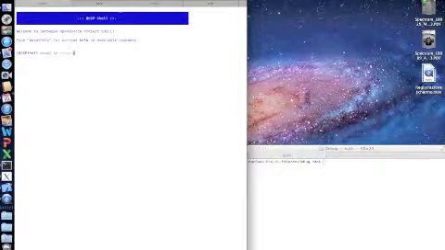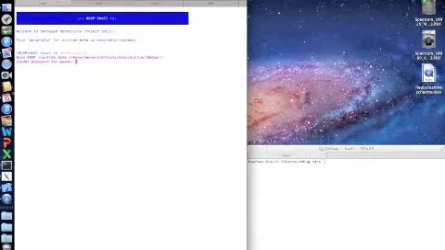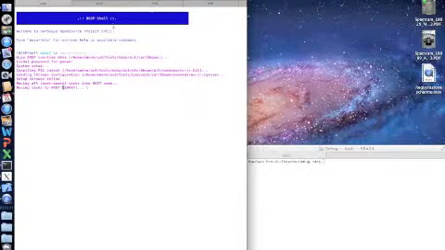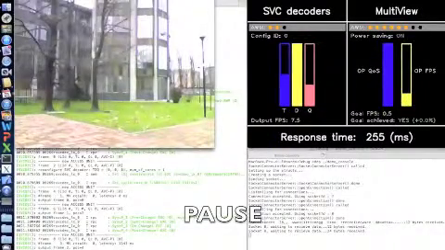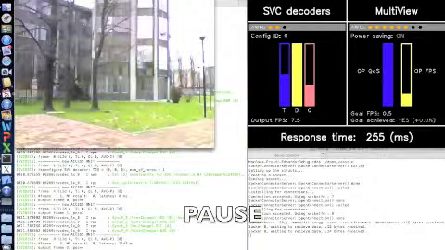First, we start the Barbecue Runtime Resource Manager, which initializes the multi-core platform into a host node for system processes and one or more device nodes where the applications will be deployed. This is the output of the prototype. In the left window, the decoded video captured by one of the stereo cameras shows the surveyed area. In the right window, we show the runtime configuration of the SVC decoders and multiview.